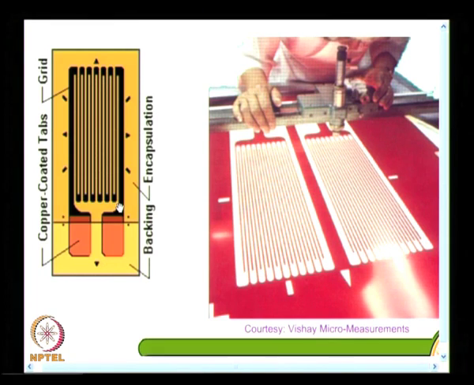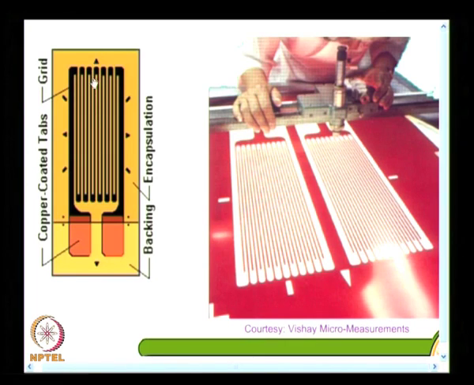From your simple understanding of what is resistance, if the area of cross section is large, resistance is less. If the area of cross section is very small, resistance is very high. And I had earlier mentioned that you measure strain along the gauge length. You measure the component of strain along the gauge length.